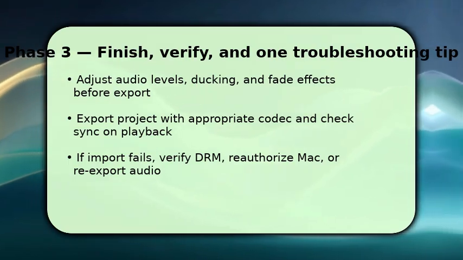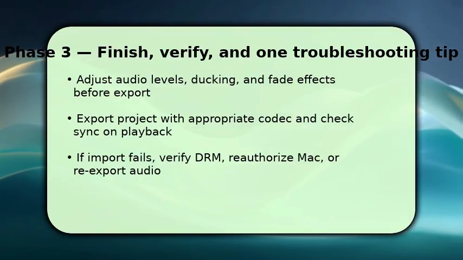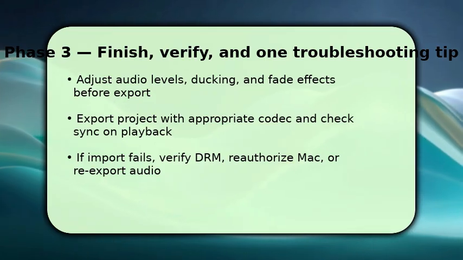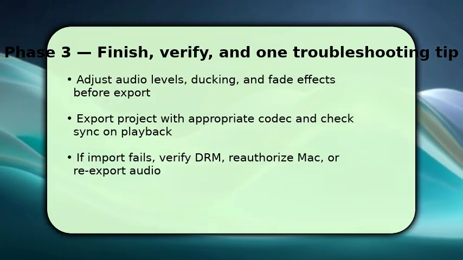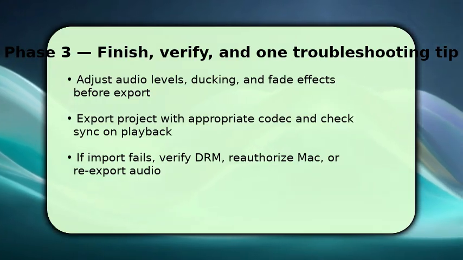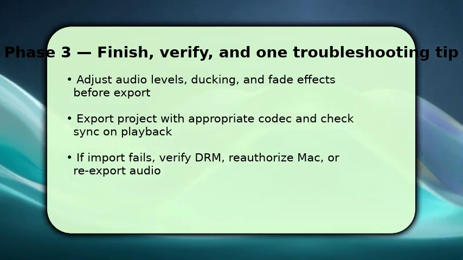Then export your movie with an appropriate codec. Test playback to confirm music sync and consistent loudness. If something goes wrong, first verify the track isn't DRM protected and reauthorize the Mac if needed. Re-export the audio from the Music app when required.